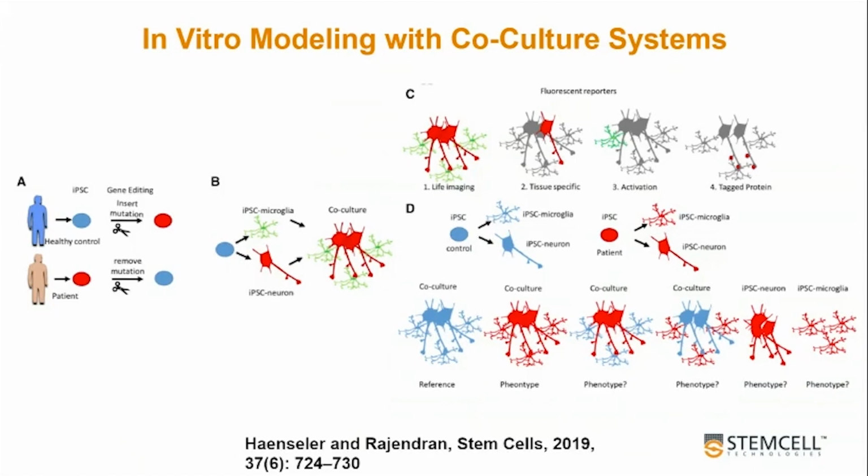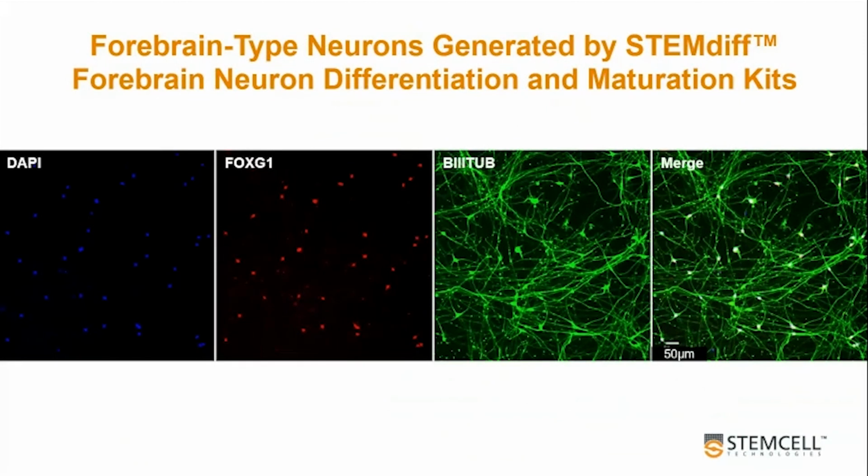The idea is to generate neurons and glia from either healthy control or patient-derived cells, then mix them together to investigate the role of each type of cell, as well as the interaction among them. These are the forebrain-type neurons generated by our kits. After 2 weeks in maturation media, you can expect over 90% TUJ1 positive neurons and less than 10% GFAP positive astrocytes. And the majority of them are forebrain-type, indicated by FOXG1 staining.